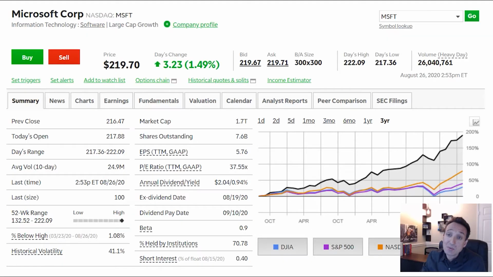Next, we need a stock to look at and evaluate. I'm going to pick Microsoft only because it's such a well-known company and such a well-known stock. All right, so let's jump inside my computer and do a little bit of a tour of the Microsoft stock. Okay, so here we are on the TD Ameritrade site looking at Microsoft.